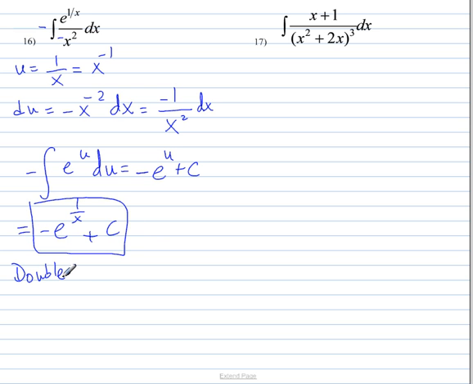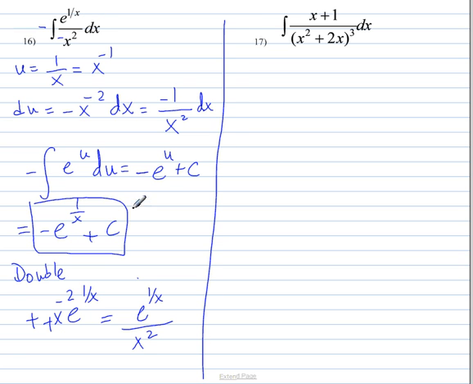By taking the derivative of our answer, the derivative of negative e to the 1 over x is negative e to the 1 over x times the derivative of 1 over x, and the derivative of 1 over x is negative x to the negative 2. So negative times negative is positive. So this is e to the 1 over x, over x squared. And the derivative of c is 0, so we don't have to worry about that. And that is, in fact, what we started out with. So the answer here is correct.